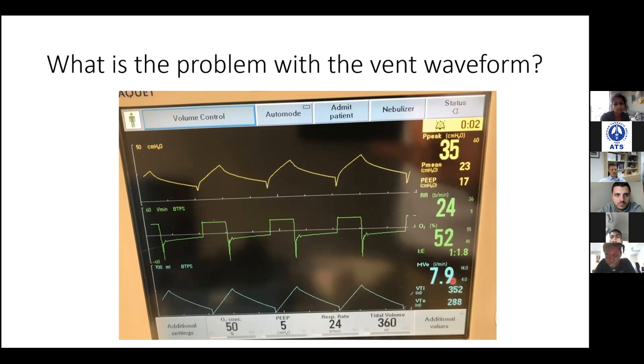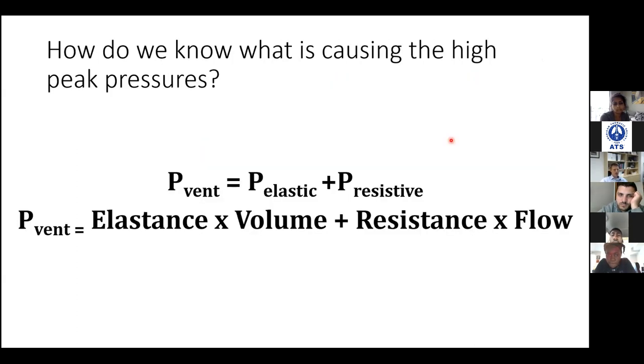The third clue that something is not right is that the peak pressure here is a little bit high. Let's talk a little bit about peak pressure here.